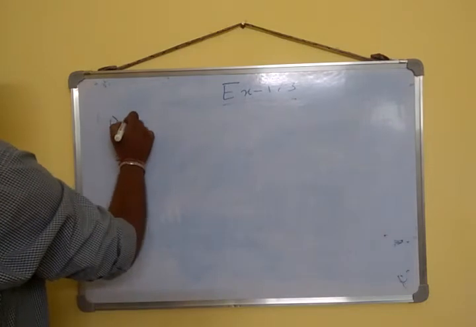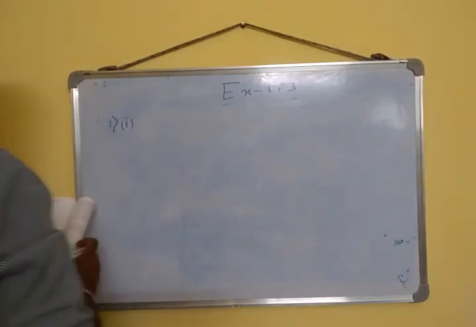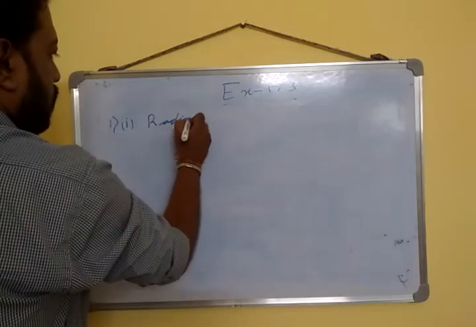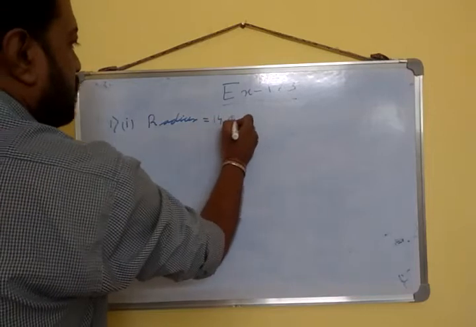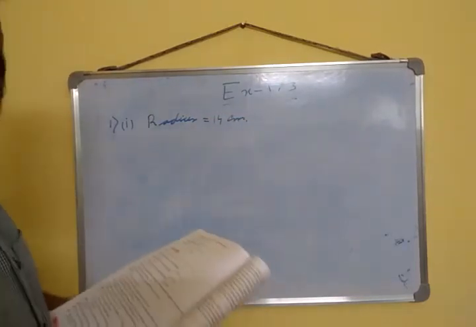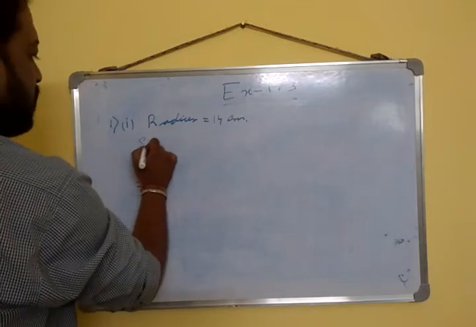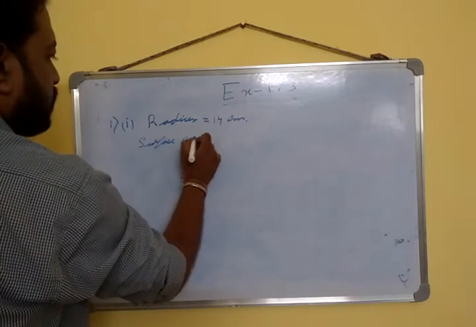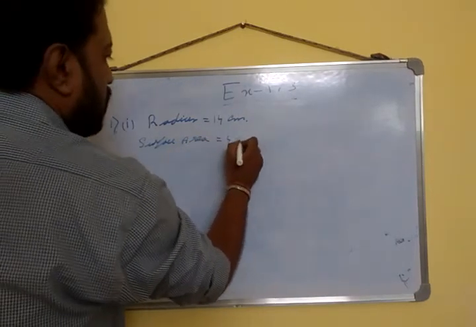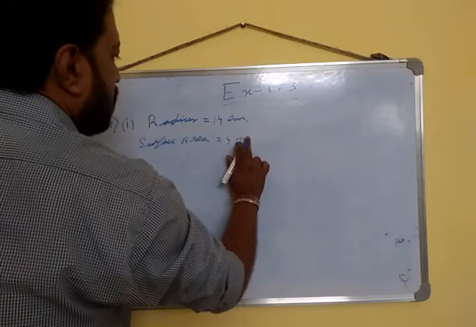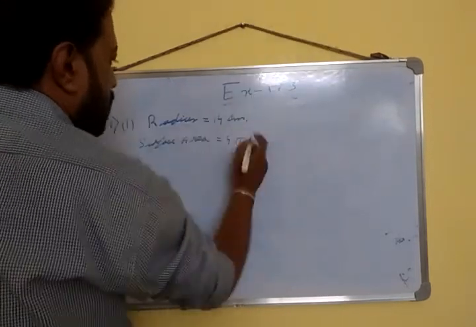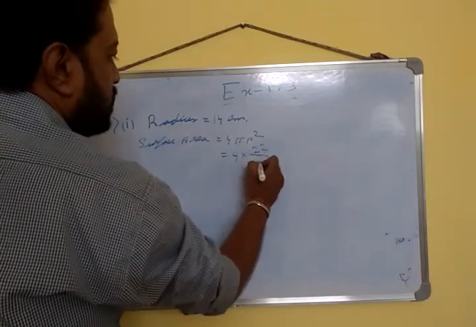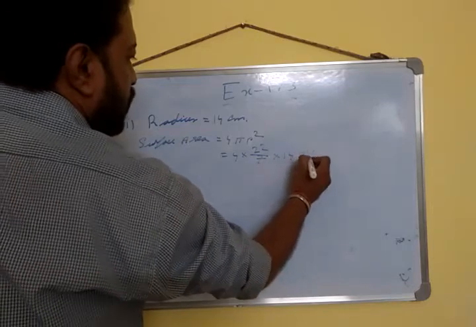It is 1, 1. The radius is given as 14 centimeters, and they want to know the surface area. What is the formula for surface area? 4 pi r square. So it will be 4 into 22 by 7 into 14 into 14.